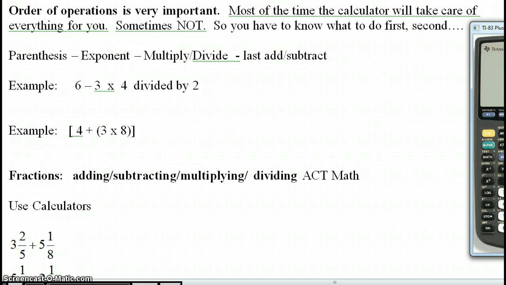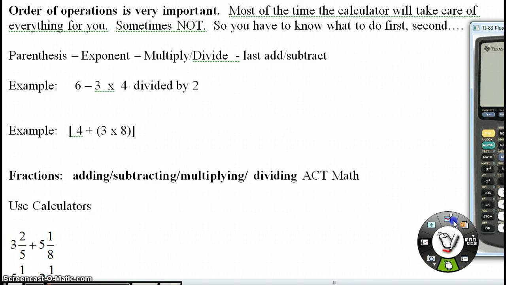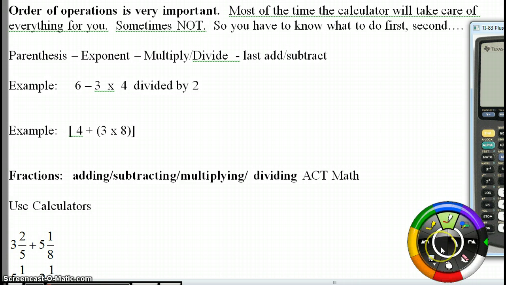So first of all, on your notes, I want you to remind yourself of the order of operations. Sometimes in our elementary days, we talk about order of operations as please excuse my dear Aunt Sally. So what does that really stand for? If we have a problem, what should we do first? We should do parentheses first, exponents next, multiply and divide, and last we add and subtract.